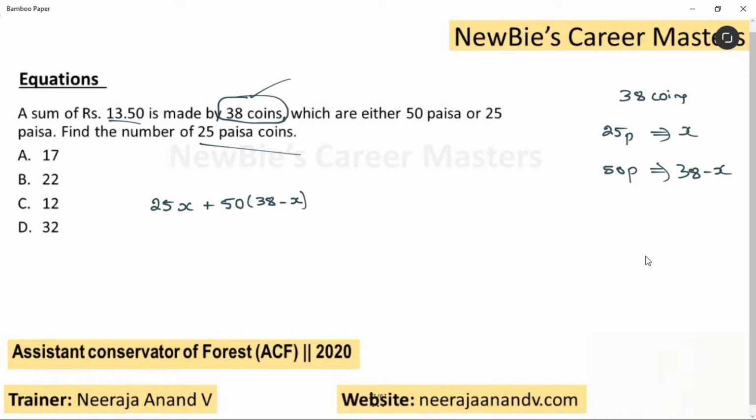See, assume there are total 3 coins. Here 5 rupees coins 1 and 2 rupees coins 2. Total 3 coins, one is 5 rupees coin and other 2 are 2 rupees coins. Can you tell me how much rupees you have now? Very simple. What do you have to do? 5 into 1 plus 2 into 2. Correct. This is 5 plus 4. You will say, ma'am, we have 9 rupees. Similarly, see, 25 paisa coins are X coins and 50 paisa coins are 38 minus X coins. This is how you can convert that to amount.